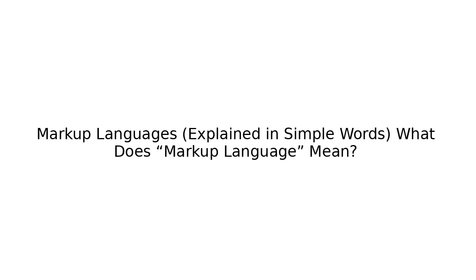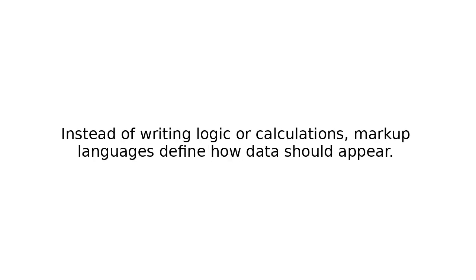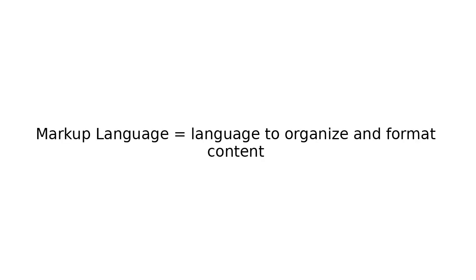Markup languages. Explained in simple words. What does markup language mean? A markup language is a type of language used to structure, format, and display content on the web or documents. Instead of writing logic or calculations, markup languages define how data should appear. In simple words, markup language equals language to organize and format content.